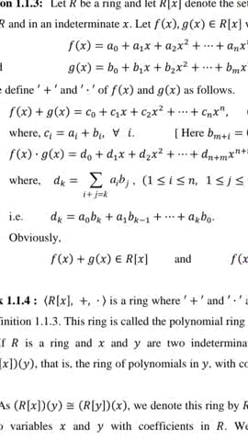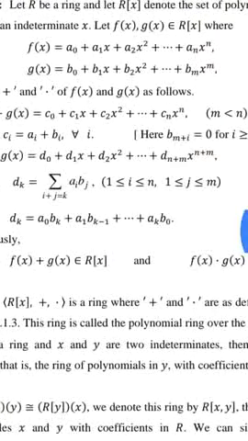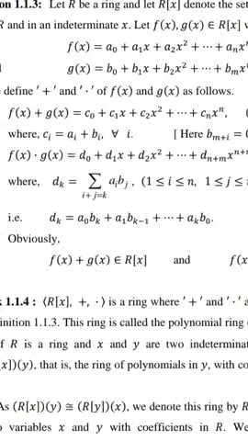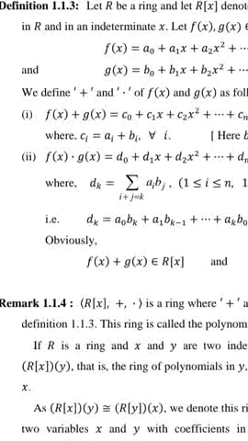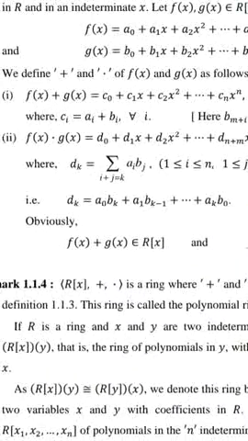f(x) into g(x) is equal to d0 plus d1x plus d2x² plus ... plus d_(n+m) x^(n+m), where d_k is equal to the summation of a_i b_j over i plus j equal to k, that is, d_k is equal to a0 b_k plus a1 b_(k-1) plus ... plus a_k b0.